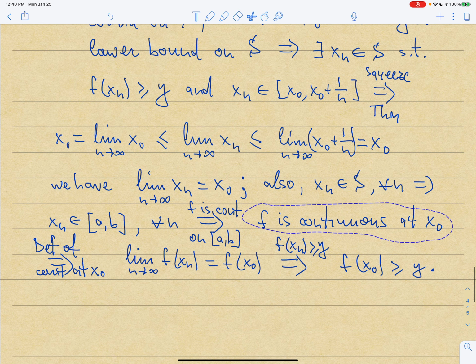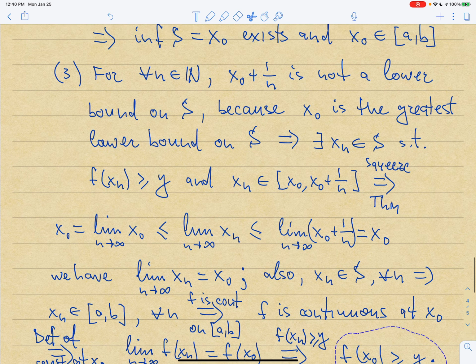And so then I can use the sequential definition of continuity. It tells me that as long as I have a sequence which goes to x0, then f of that sequence should go to f of x0. But also all f of xn are greater or equal than y. So if I take a limit of numbers greater or equal than y, I'm going to end up with something which is still greater or equal than y, and so that is the conclusion.